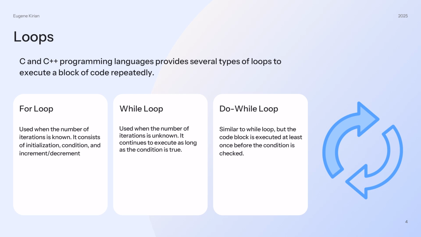C and C++ languages provide for the following types of loops: for loops, while loops, and do-while loops. For loops are useful when we know exactly how many times we want to iterate. They consist of three main parts: initialization, condition, and increment or decrement. While loops, on the other hand, are used when we are not sure how many iterations we will need. They'll keep executing as long as the condition is true. Do-while loops are similar to while loops, but with one key difference: the code block is executed at least once before the condition is checked.